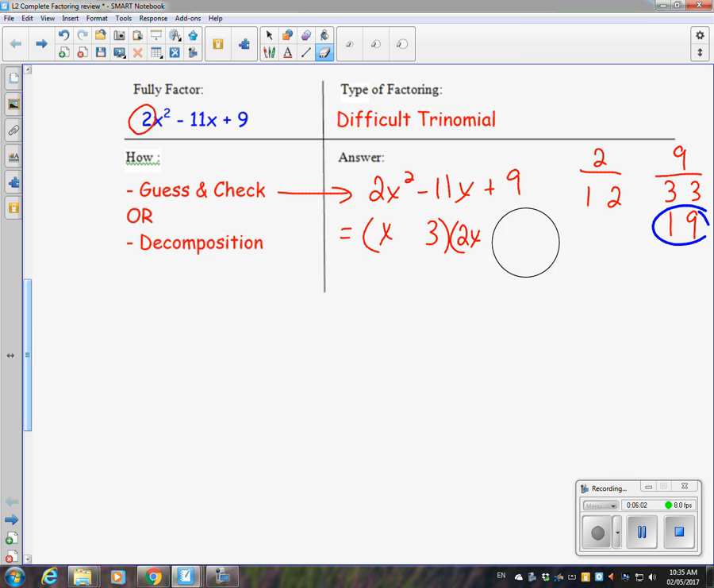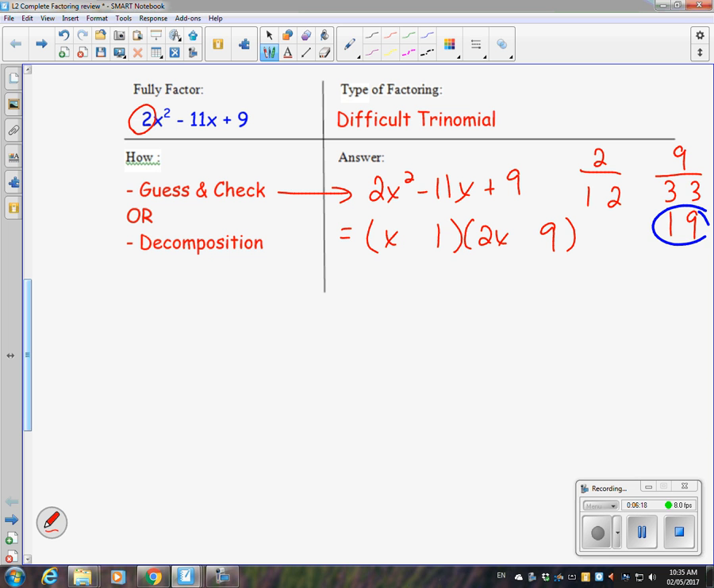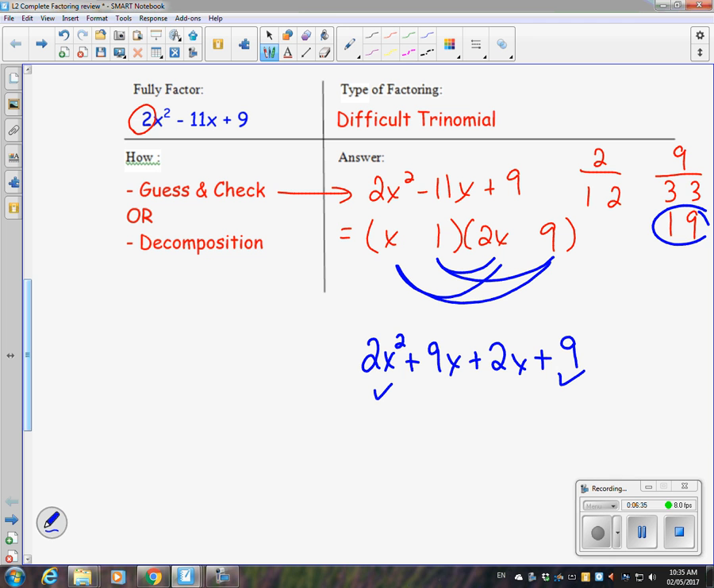So if I switch to 1 and 9, I'm just going to erase all that. That would mean I would have my x and my 2x, and then I would have 1 and 9. So now if I check in my head, I've got 2x squared, I've got 9x, I've got 2x, and I've got 9. So my ends are right.